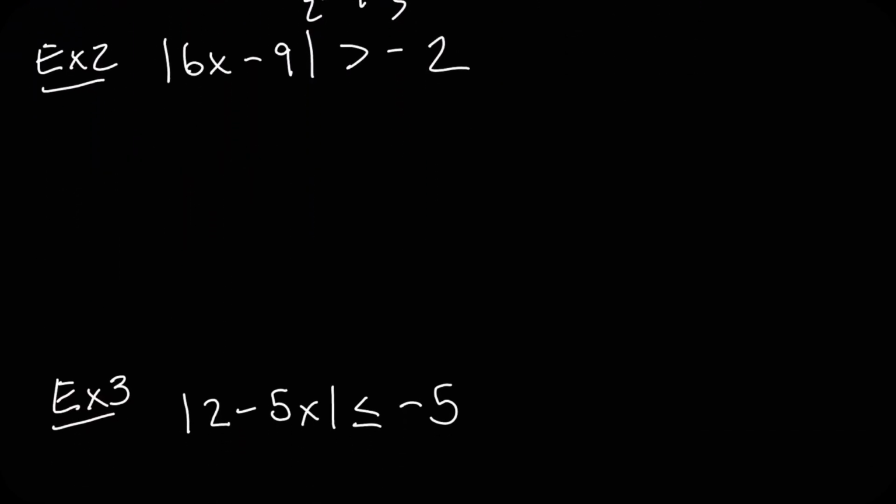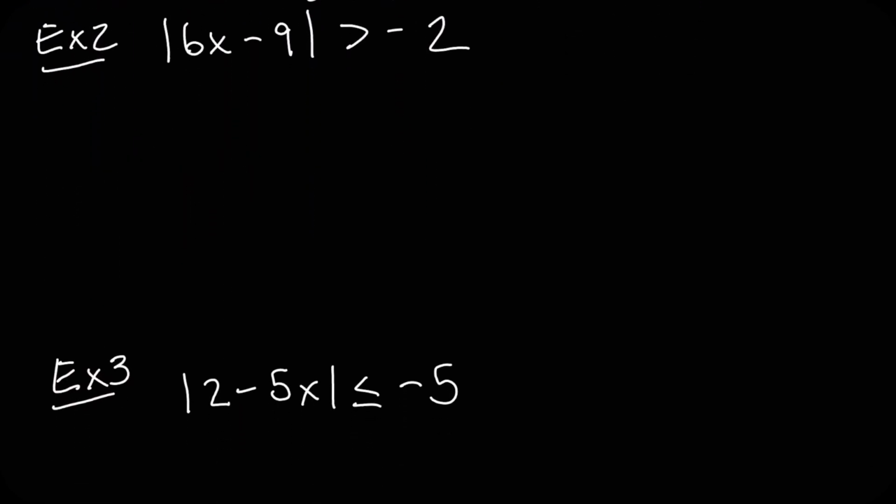Example 2. Now we're dealing with a negative number, so let's think about this for a second. If our absolute value is greater than a negative number, what will this be? Well, it's going to be all real numbers because the absolute value is always going to be non-negative, right? So in this case, let's think about this.